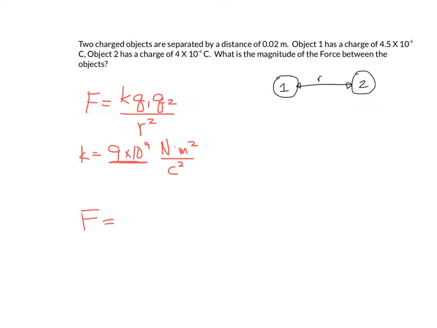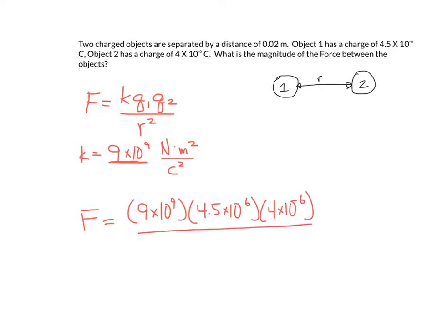So here I can say that the force F is equal to, well, K is just always going to be 9 times 10 to the 9th, multiplied by the first charge on object 1, which is 4.5 times 10 to the minus 6th, multiplied by the second charge on object 2, which is 4 times 10 to the minus 6th, and you divide that all by the distance between the two charges, which is 0.02 squared.